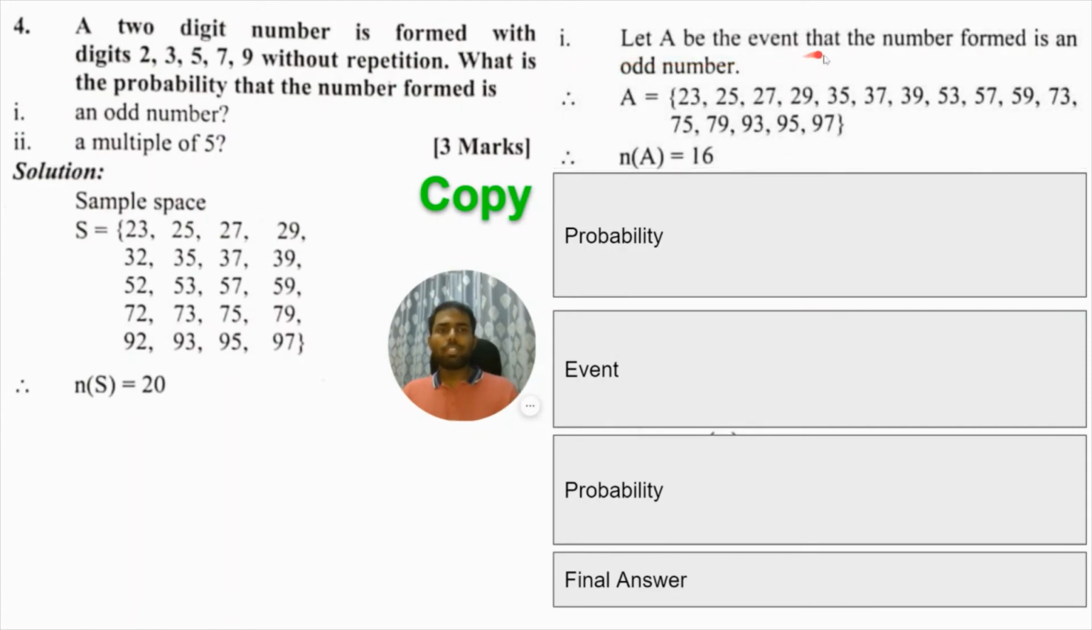Let A be the event that the number formed is an odd number. So which of these are odd numbers, that are not divisible by 2? Those are odd numbers. So 23, 25, 27, 29. 32 is an even number, so you won't take it. 35, 37, 39. 52 is again an even number, so you won't take it.